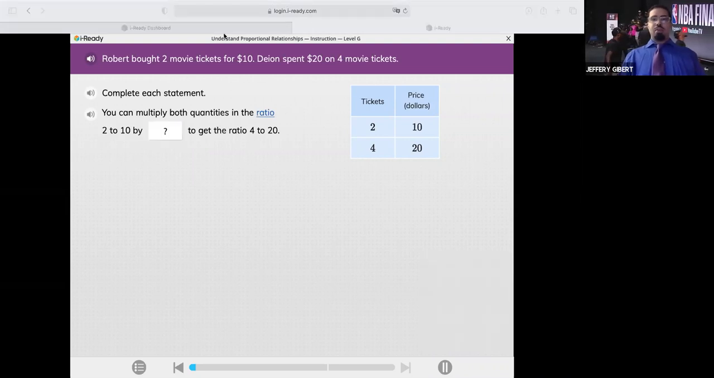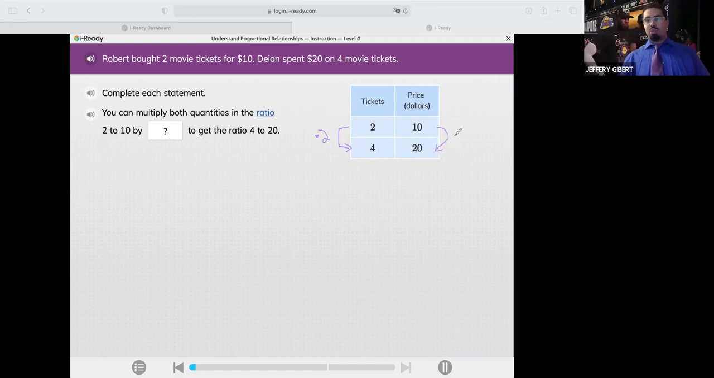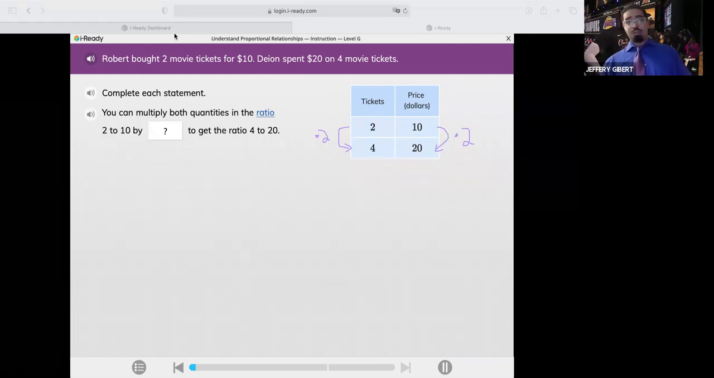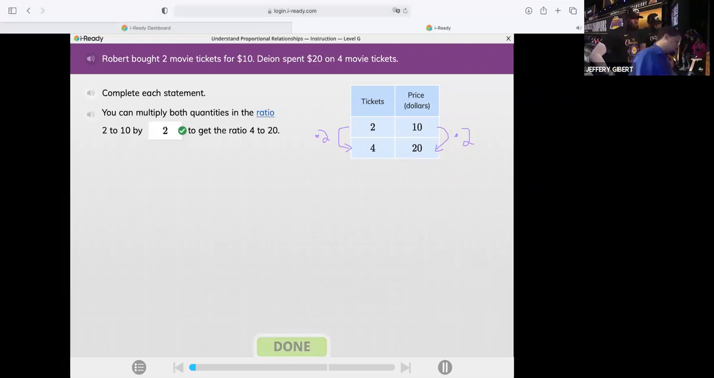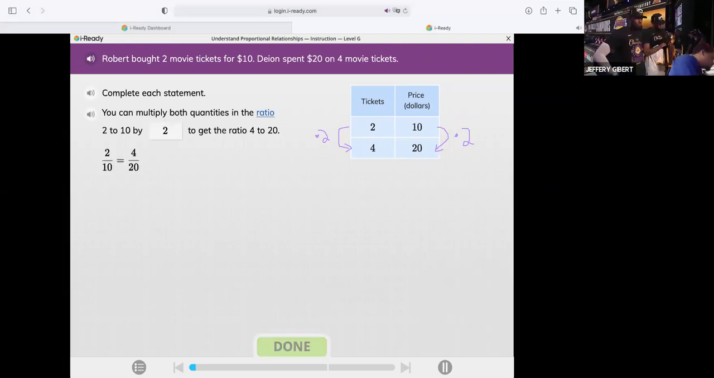So the way that happened was we did 2 times 2 to get to 4. And we did 10 times 2 to get to 20. So you multiply both quantities by 2. When 2 ratios are equal, you can write them as a proportion.